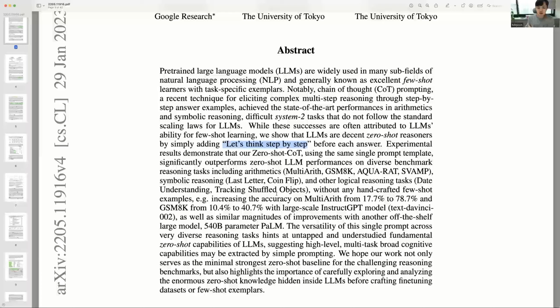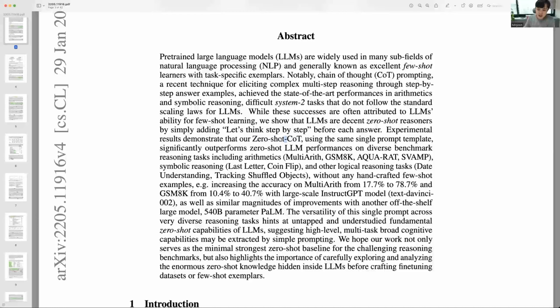And they are seeing a very similar trend to what the COT paper, the train of thought paper, also observed. What they're calling this is zero shot COT, because the other methods still show examples in context, so they're technically few shot COT. What they're saying is they can do zero shot COT really well.